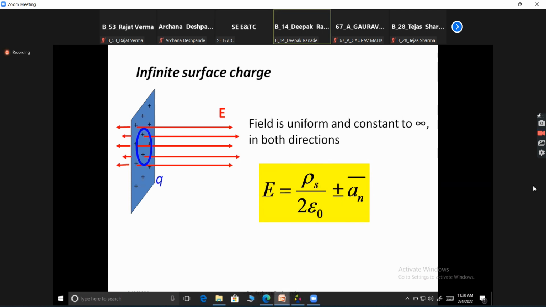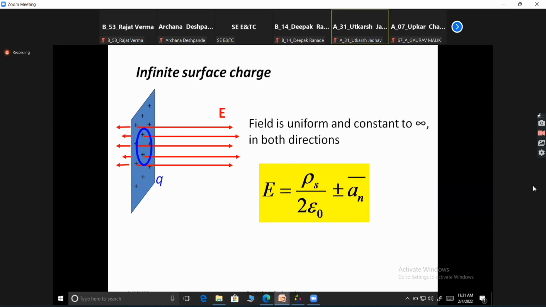One more thing I forgot to tell you, that in this equation, the 1/2 is coming just because your entire field intensity is getting divided into two parts, left and right. That's why 1/2 is there. If you develop some mechanism so that the entire force and the entire electric field will be on one side only, then 1/2 will not be there. It will be rho s divided by epsilon naught.